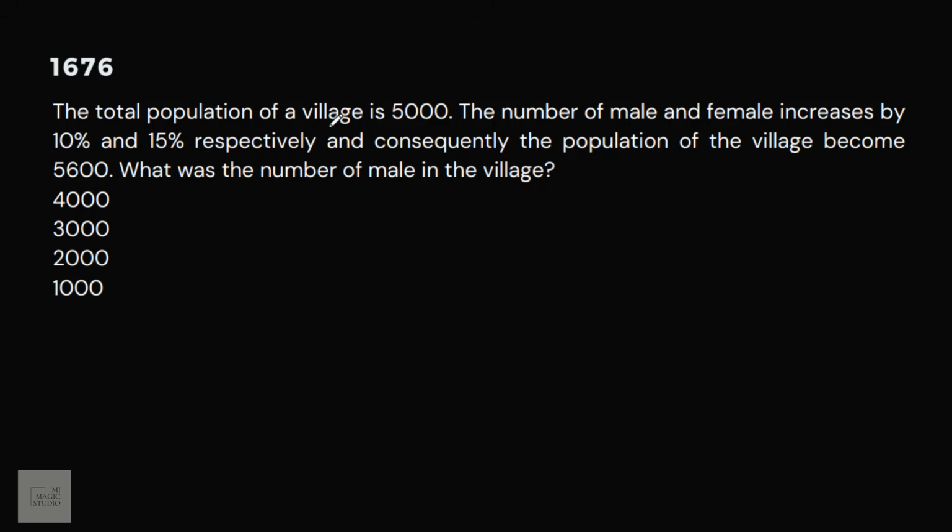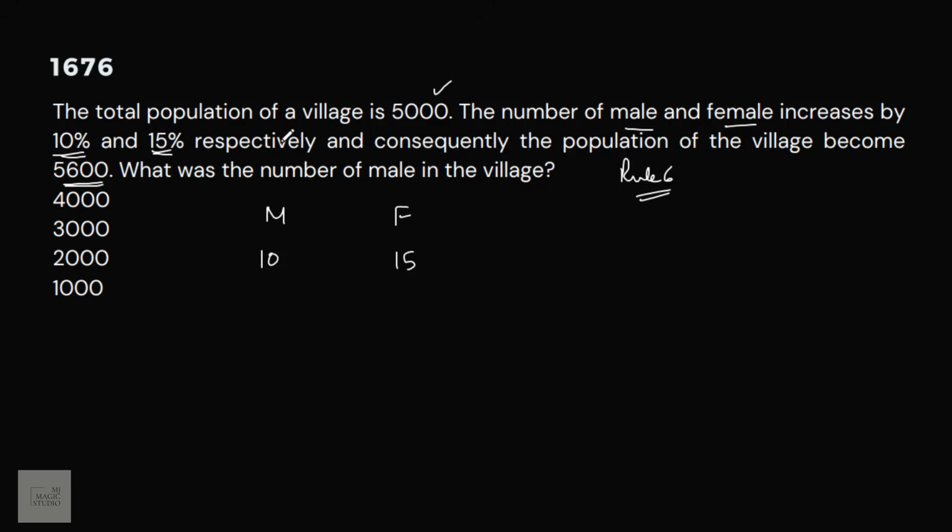The total population of a village is 5,000. The number of males and females increases by 10% and 15% respectively, and consequently the population of the village becomes 5,600. We can use jungle rule 6, the butterfly diagram, to solve these kinds of questions very easily.